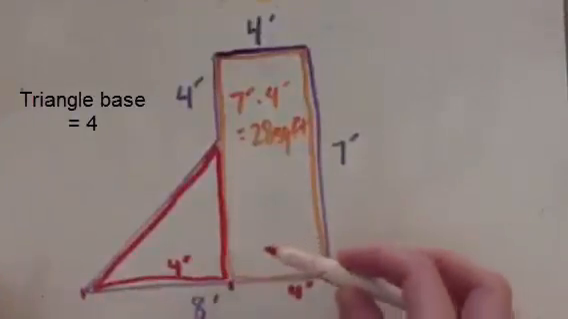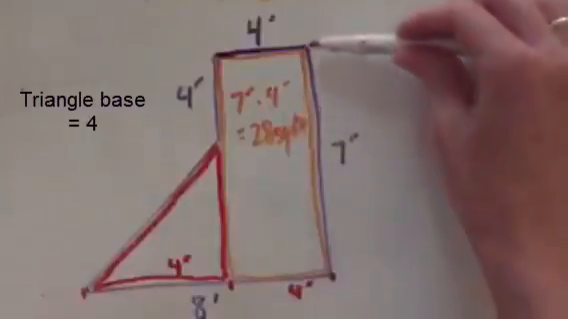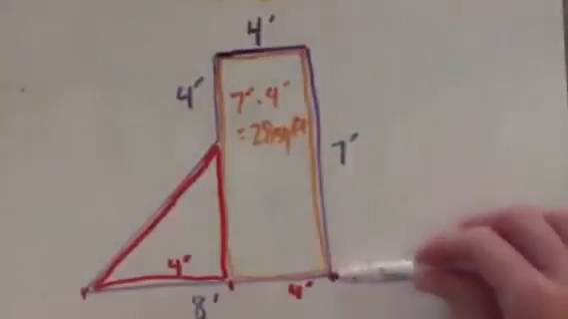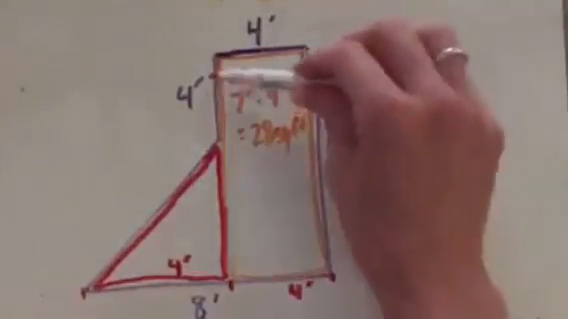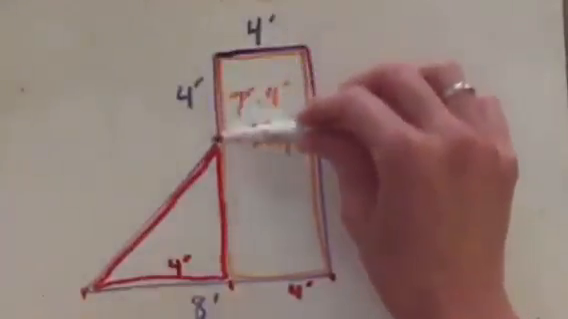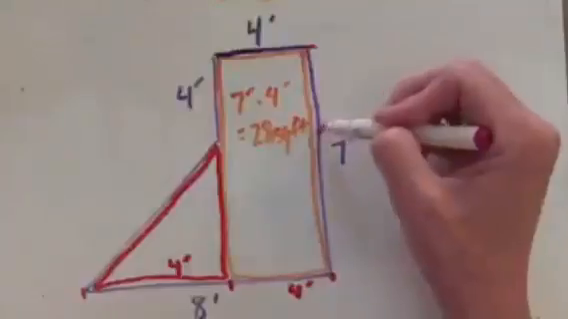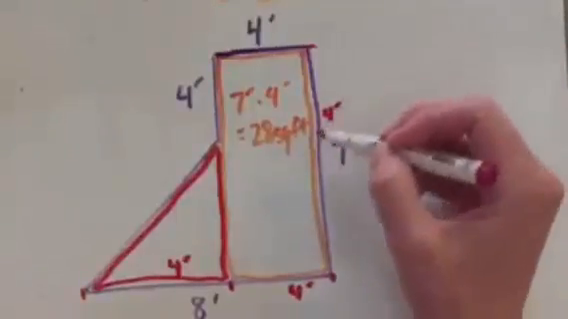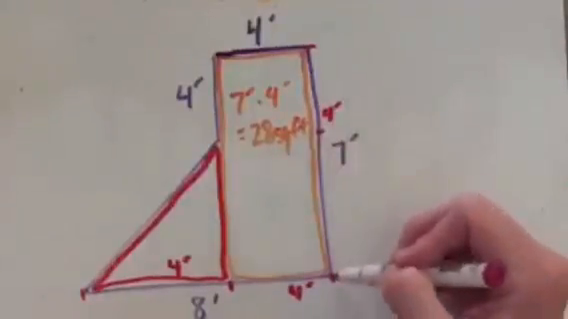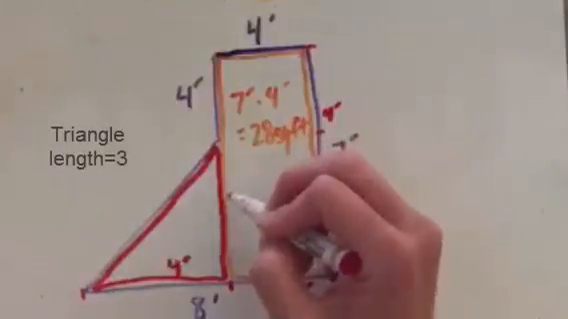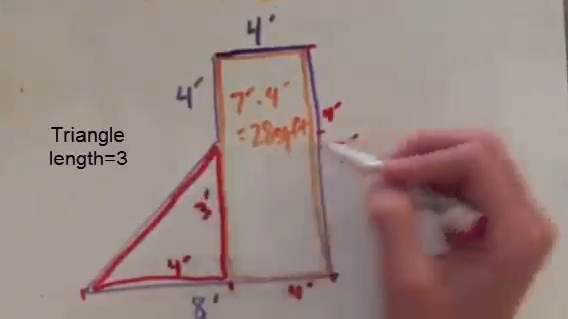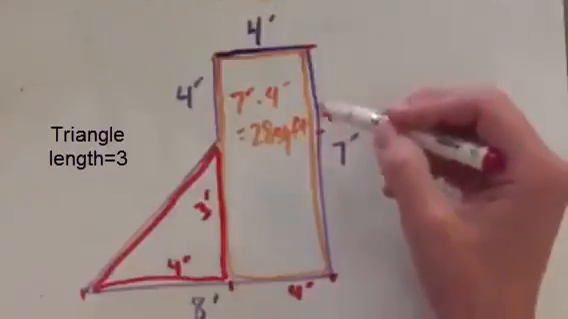And then I can figure out the height in a similar way. I know that the entire height of the figure is 7 feet. 4 of that feet are taken up here. So from here to here is 4 feet. That must mean that from here to here is 3 feet. And like I said, it's not to scale, obviously, because that looks a lot bigger than this space.